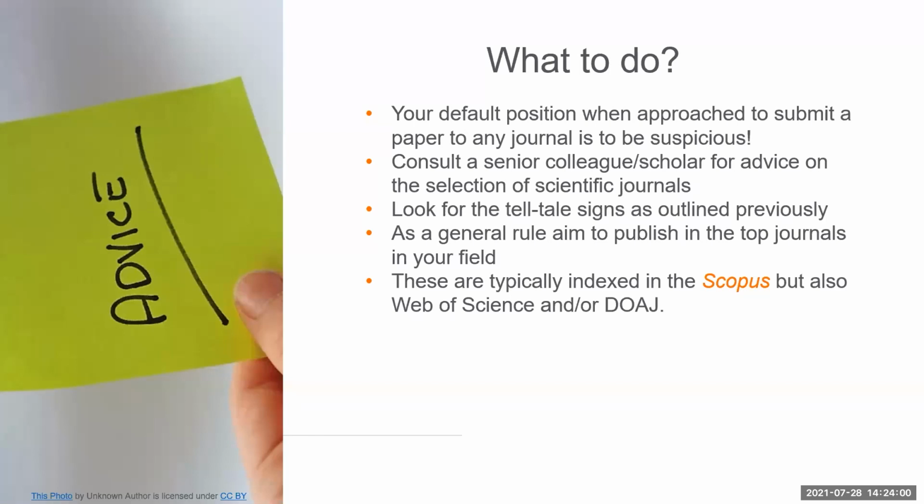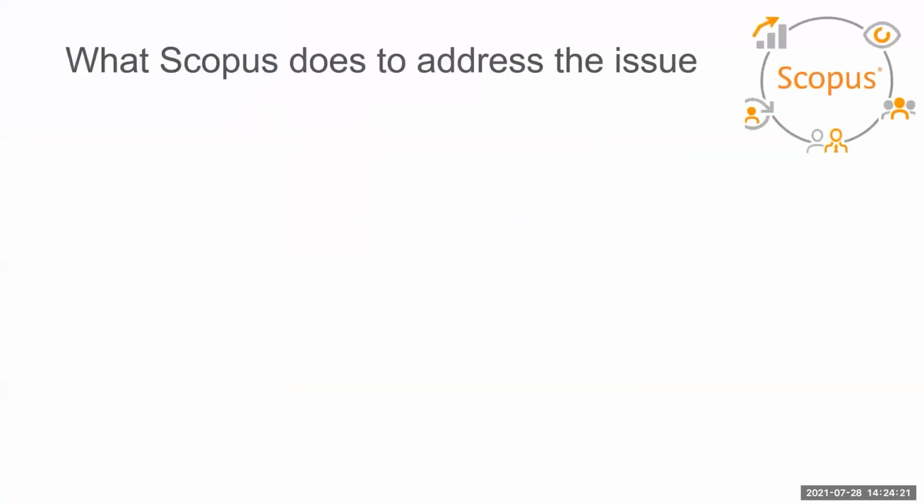Then as a general rule, just aim to publish in the top journals in your field, and where to find them is typically they are indexed in international indexes like Scopus, like Web of Science, and the Directory of Open Access Journals. So these are sources or indexes that you can trust. Looking more into why you can trust these, it's because they are curated lists of journals.